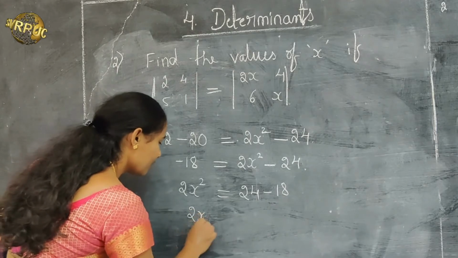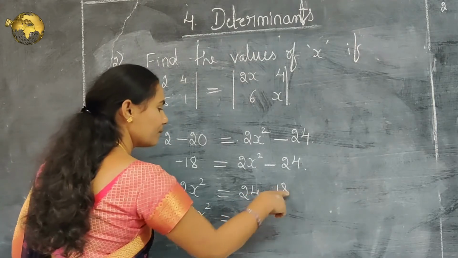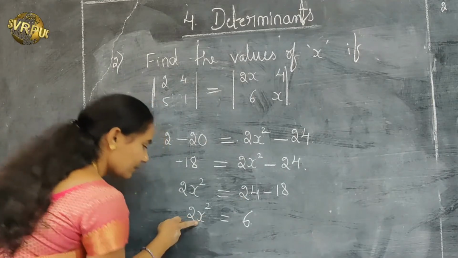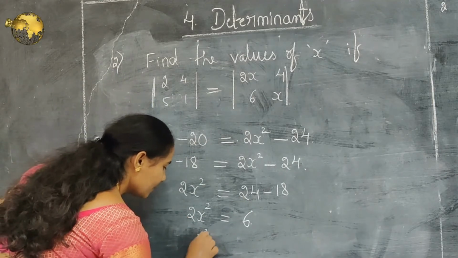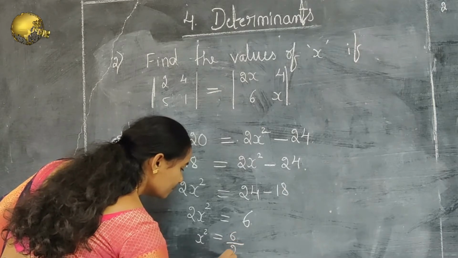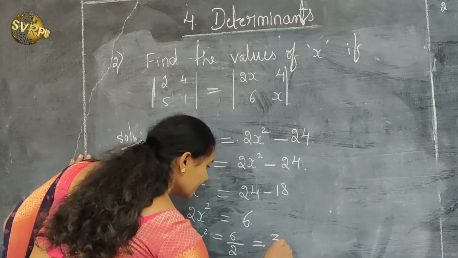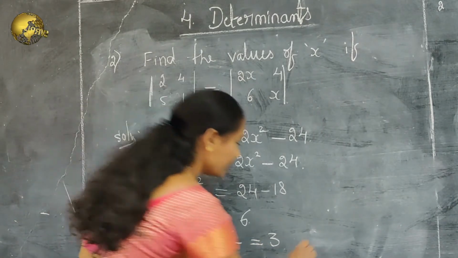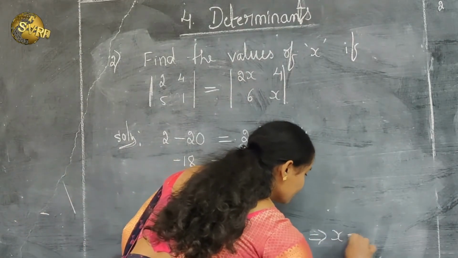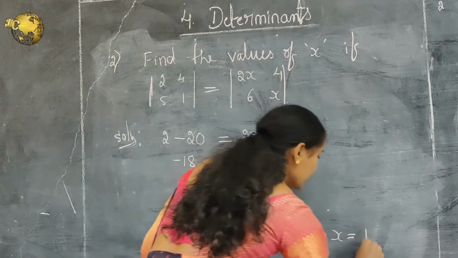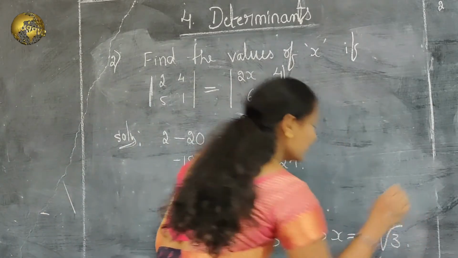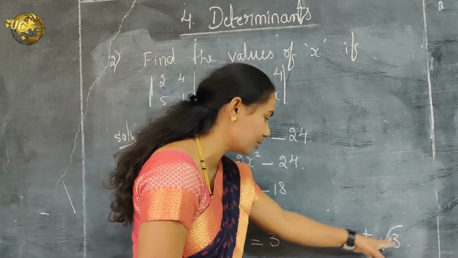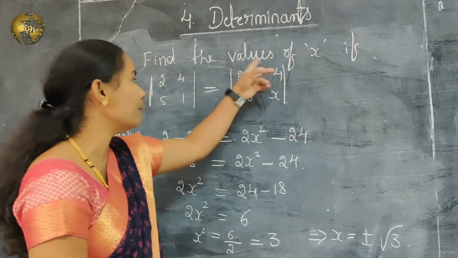So 2x square is equal to 24 minus 18, which is 6. We want the value of x, so x square is equal to 6 by 2, that means it is 3. Now x square is equal to 3, but we want the value of x, that implies x is equal to plus or minus root 3. These are the values of x. Plus root 3 and minus root 3 are the values of x here.